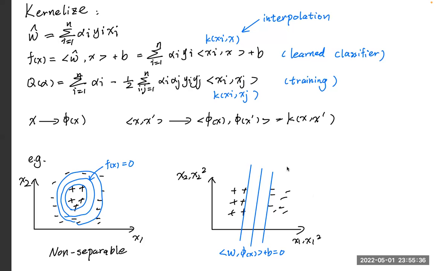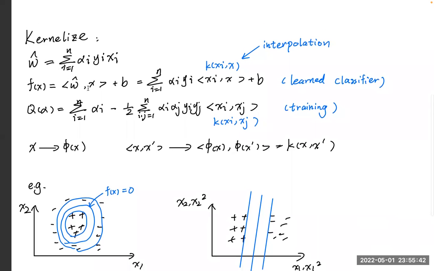In the kernel method, we eventually realize that when we write our scoring function in the linear case, this ŵ is the summation of α_i y_i x_i, right? And then the linear score is ŵ times x plus b. We plug in ŵ here, and we get the summation of α_i y_i and then this inner product, plus b. So this is a learned classifier. Although in the linear case you only need this formula to compute the linear score, nonetheless we can still write this in terms of the inner product.